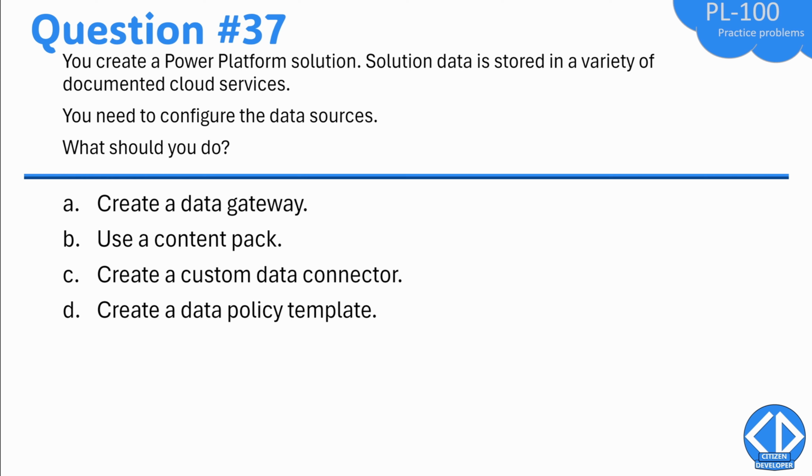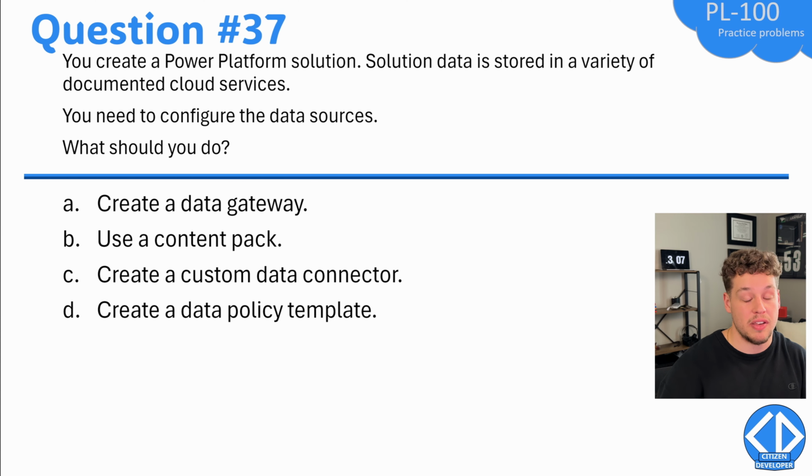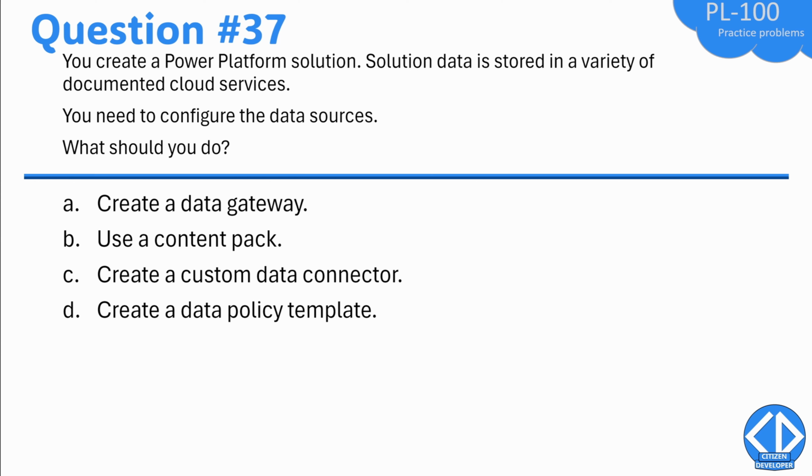You create a Power Platform solution. Solution data is stored in a variety of documented cloud services. You need to configure the data sources. What should you do? So we have different ways to configure data sources here, and we're looking to connect the Power Platform to our variety of documented cloud services. So part A right away is a no-go, because data gateways are specifically used for on-premise data, and because this is cloud service, that's not going to be on-premise. So let's go ahead and cross A off.